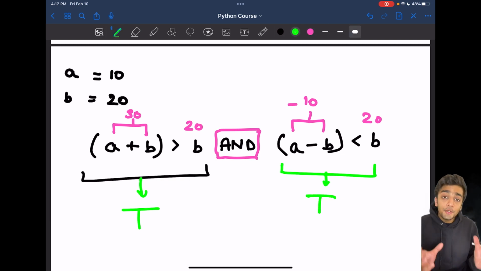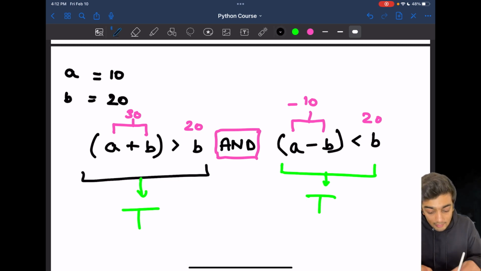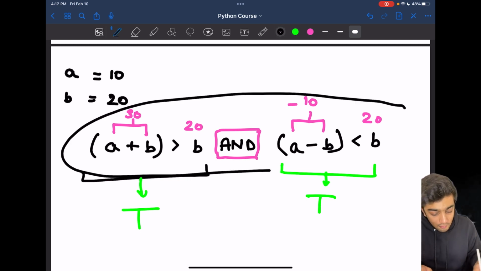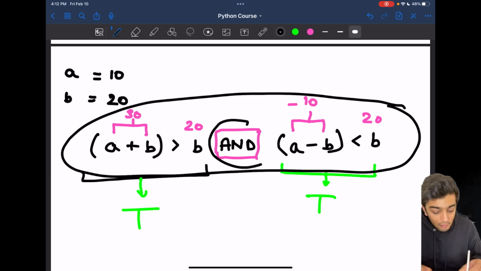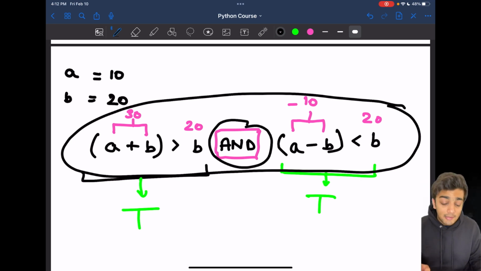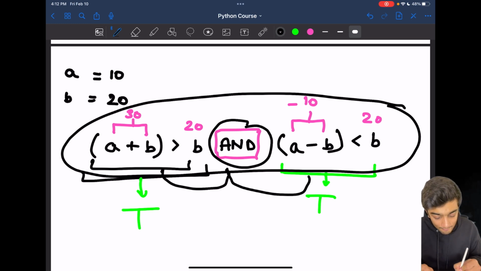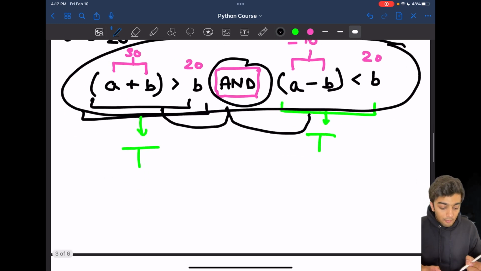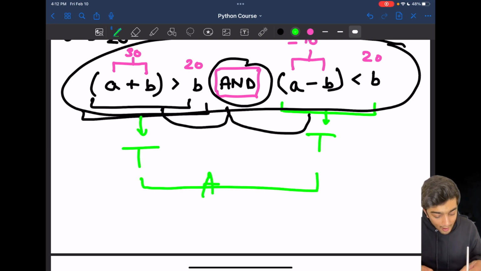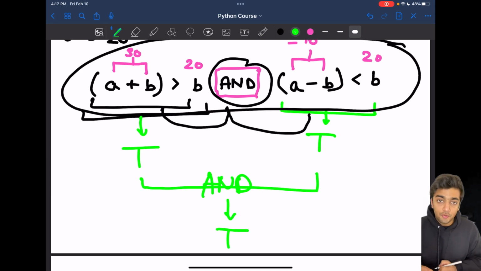So we've got two true conditions, and this condition as a whole includes the and. So what this whole condition says is that return a final true value only if this condition and this condition are true, which in this case is true. So true and true gives you a final true value.